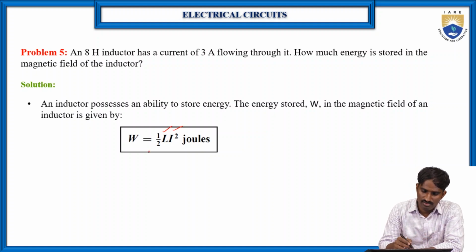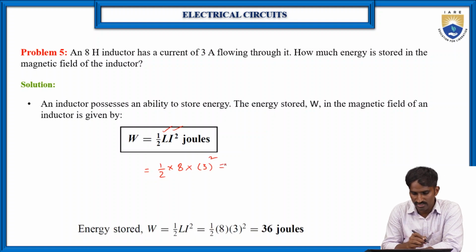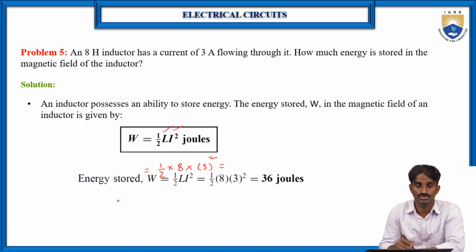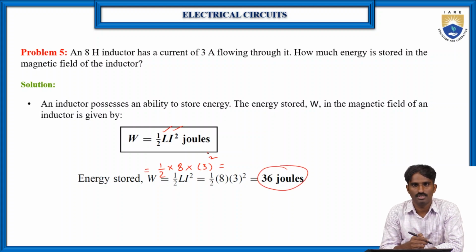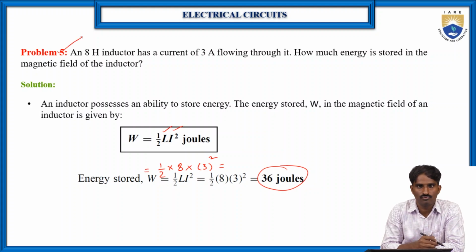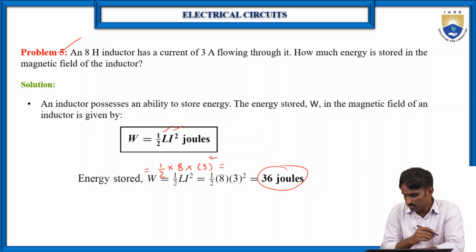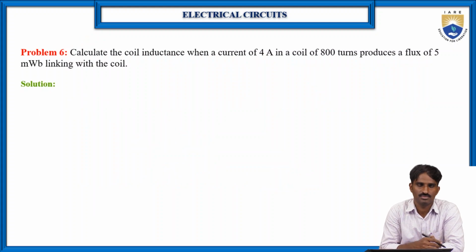Then just substitute in this equation, W is equal to 1 by 2 into L, where L here is 8, and I square here is 3 square. Then simplify this, then you will get the answer for energy stored in this particular conductor, which is 36 joules. Of course, we know the unit for the energy is joules. So this is problem 5.